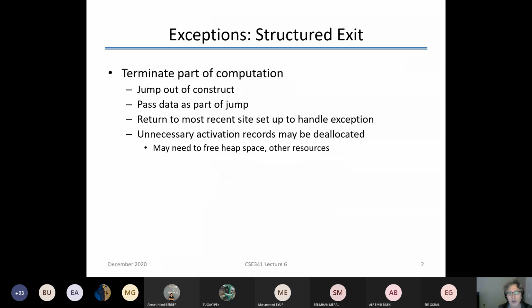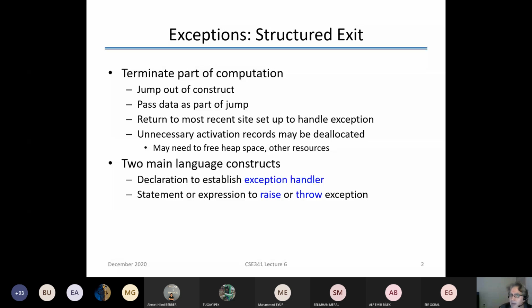Okay, so the basic idea behind exceptions is providing a structured exit from a program when something unexpected happens. You terminate part of the computation, you jump out of the construct, and pass data as part of your jump because something happened.